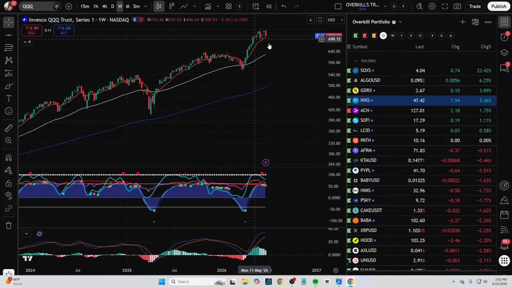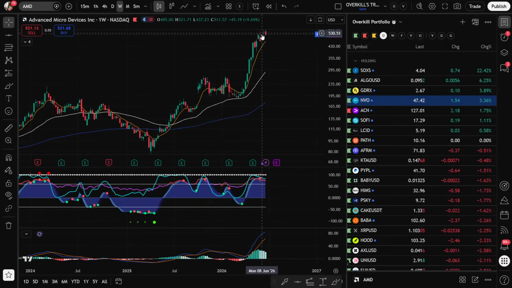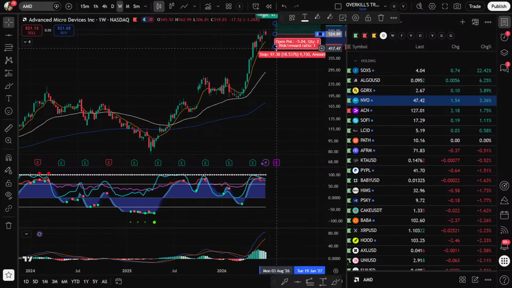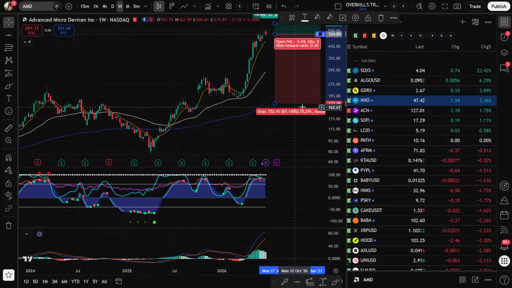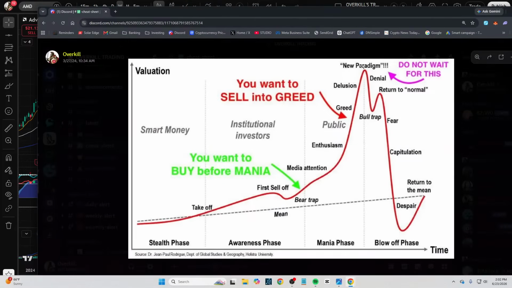So right now with tech stocks, with QQQ and things like that, you're looking at some of these stocks, guys, and they're just stupidly overvalued. Look at AMD. Look at the separation there off of the EMA. I mean, AMD is trading at a 67% premium, right? When we're 67% off of the mean, we're up here.